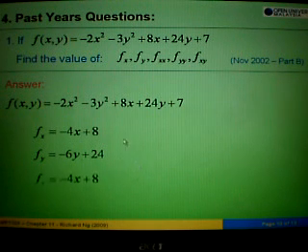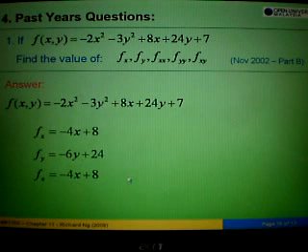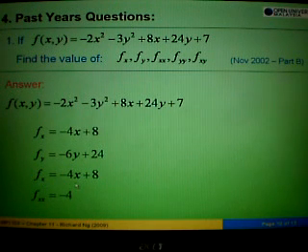Okay. Now next we are asked to find fxx. So we start with fx first from here, which is negative 4x plus 8. So when we want to find fxx, so differentiate from here. Negative 4x will give us negative 4.